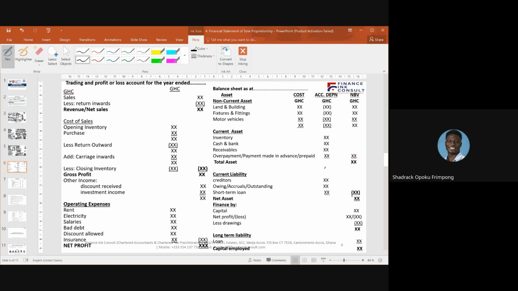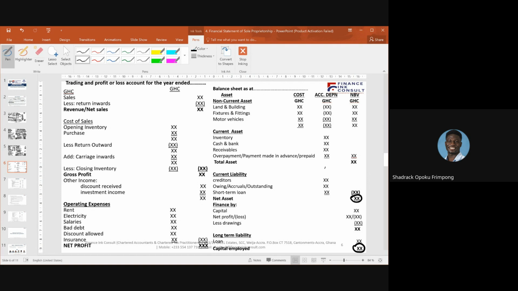So your net asset should be equal to what? Your capital plus what? Long-term liability, which we refer to as what? Capital employed. You need this arrangement. You can just forgo this for now and probably keep what I said earlier. So total assets is equal to what? Total liabilities and what? Capital.